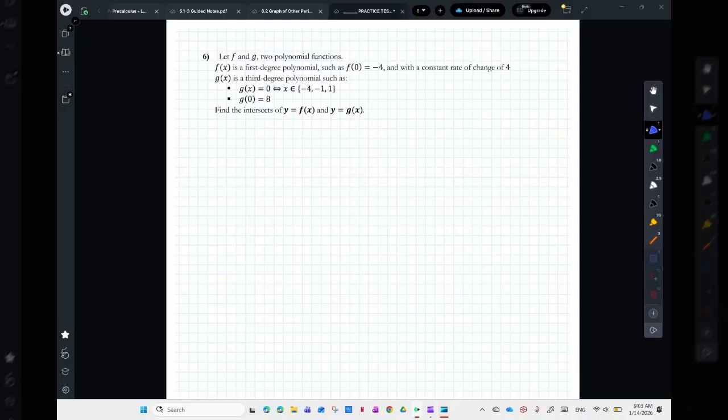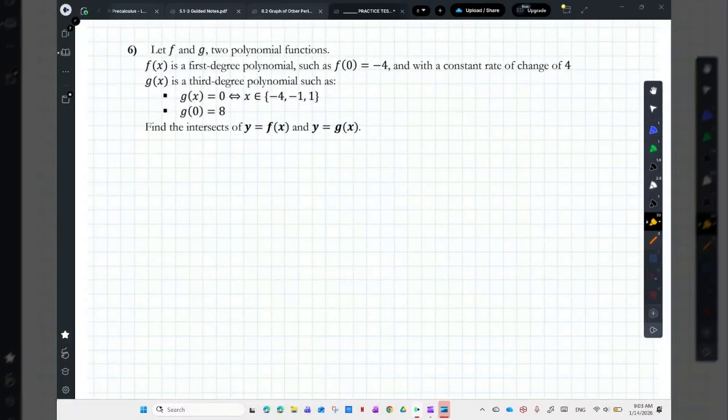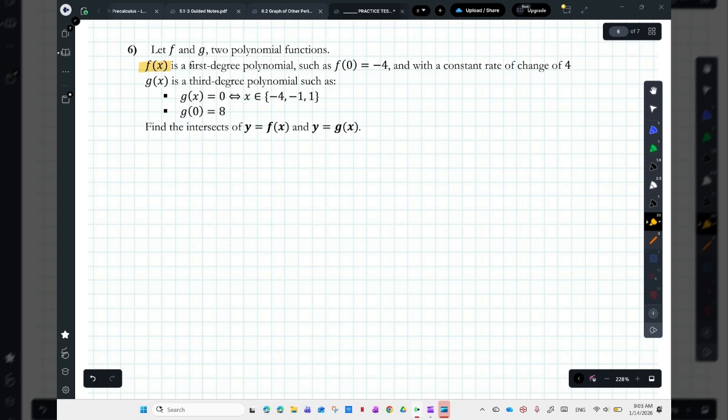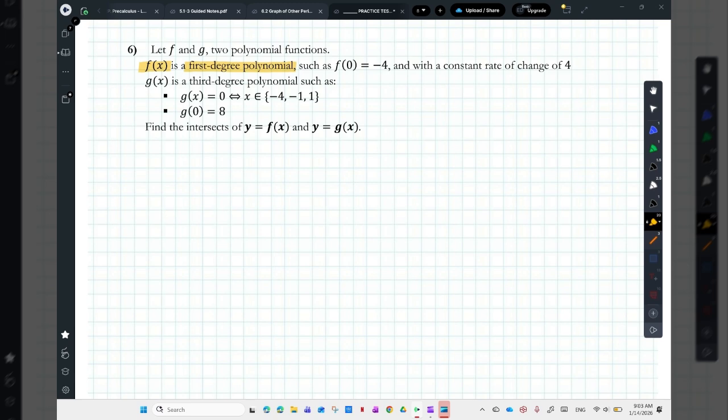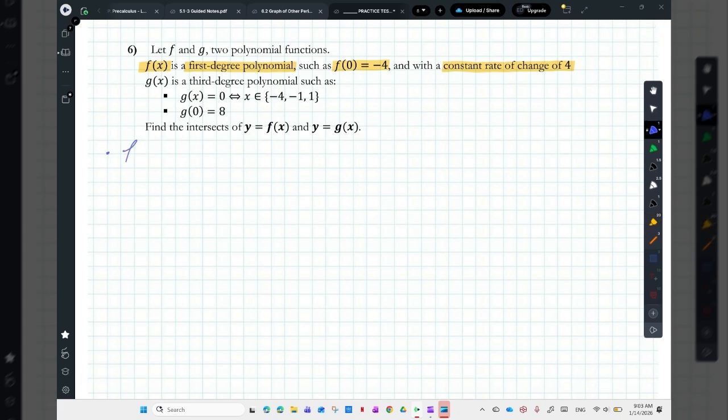Question number 6. I have two polynomial functions, and my first task would be to determine the expression for each function. For f of x, it's very easy. It's a first-degree polynomial, in other words, a linear function, y equals mx plus b. B is the y-intercept given to me here, and the constant rate of change, in other words, the slope, is 4. So I can directly conclude that f of x equals 4x minus 4.